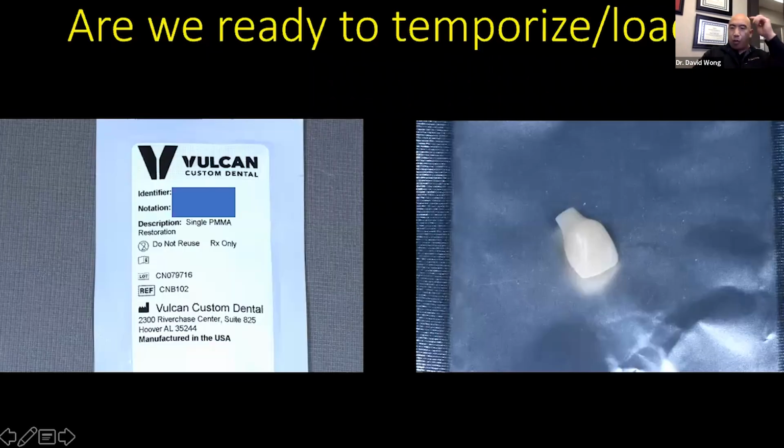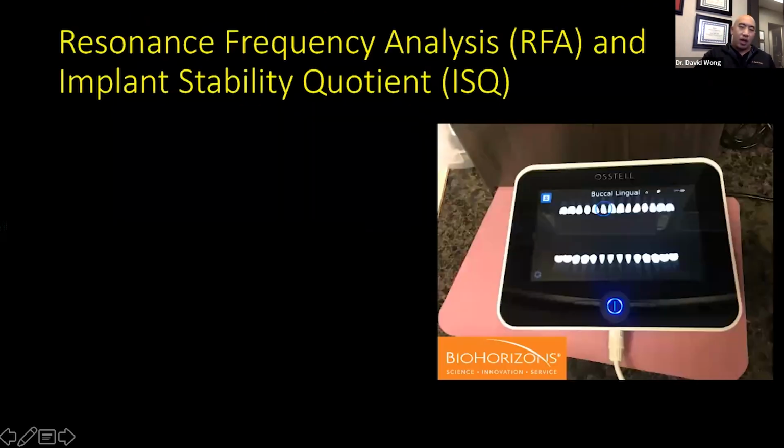So before you put this thing on, you might want to test the stability of your implant. We never really could do that in the old days, but now we can. Through a piece of technology that's called the Implant Stability Quotient, or ISQ. It utilizes a concept called resonance frequency analysis to test the stability of our implant.